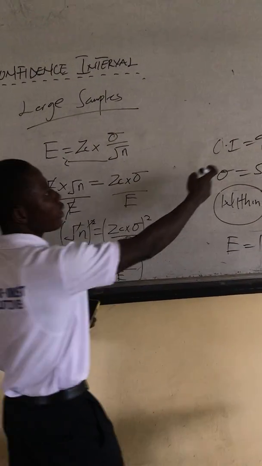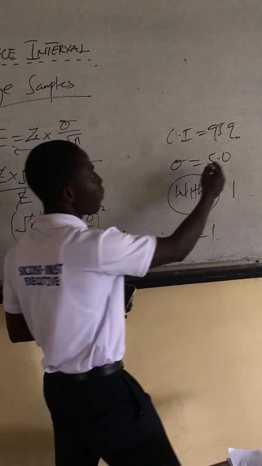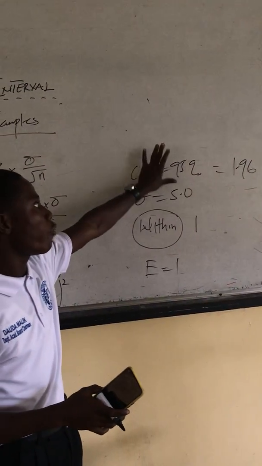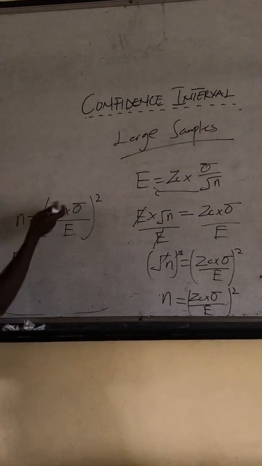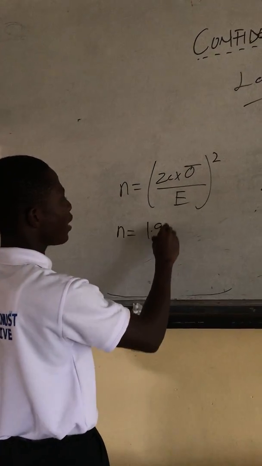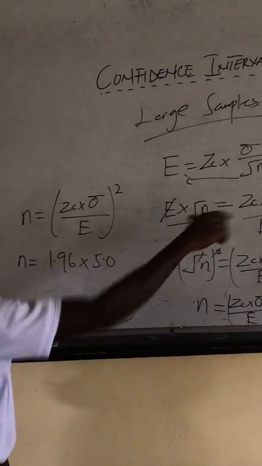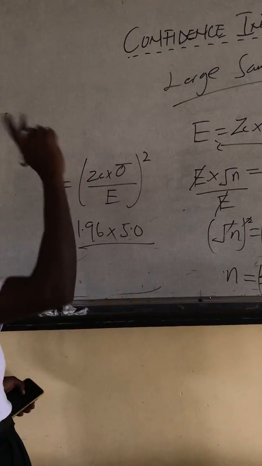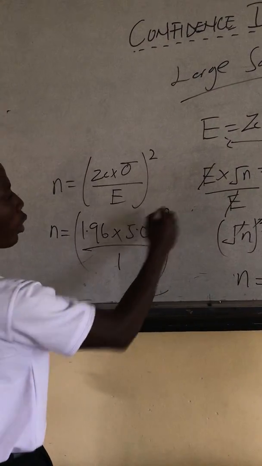With the 95% confidence level, I know we've solved it already, we got 1.96. So you just do substitution in the formula. n is equal to the Z of c, that is 1.96, times the standard deviation, 5.0, all over the E. So within 1, it means our margin of error is 1.